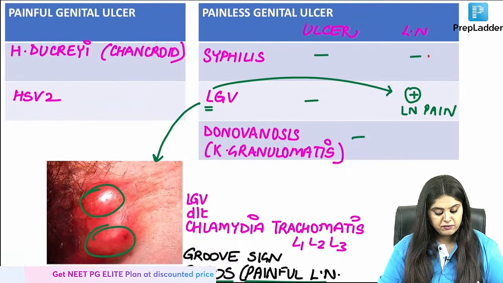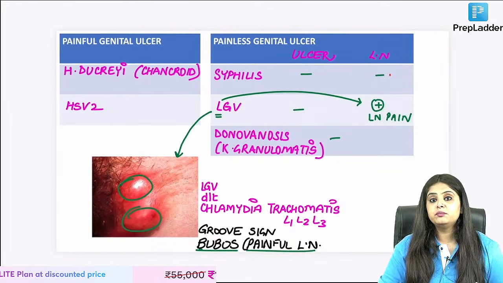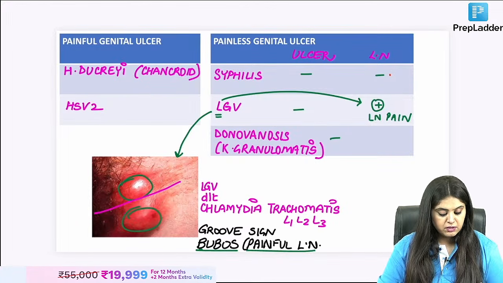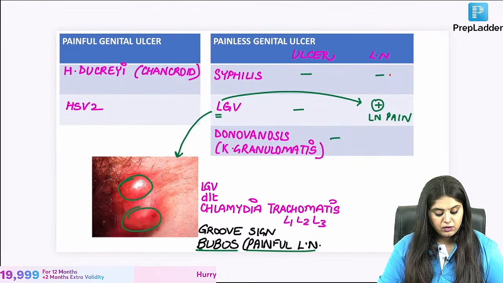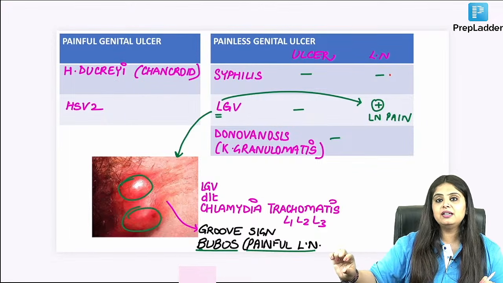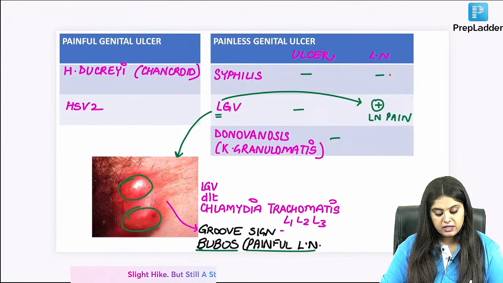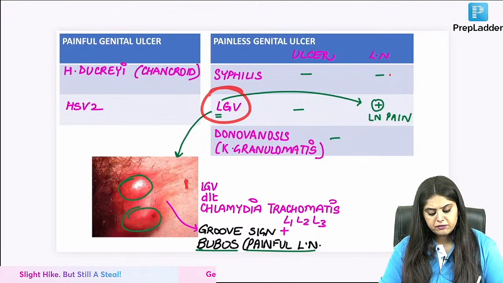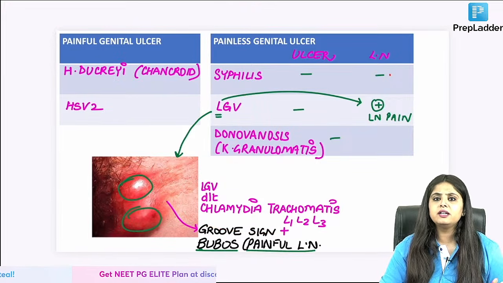And these painful lymph nodes are known as buboes. I can see one area in between. What is this known as? This gaddha or groove. This is the inguinal ligament basically. दो inguinal lymph nodes, बीच में inguinal ligament, that is what has created a groove. Groove sign is positive. So who causes lymphogranuloma venereum? It is caused by Chlamydia trachomatis.